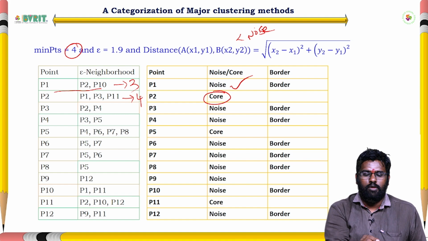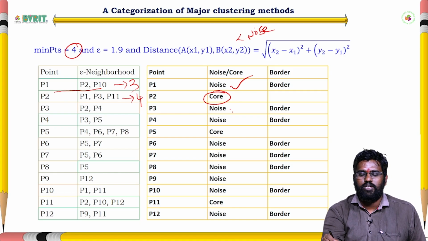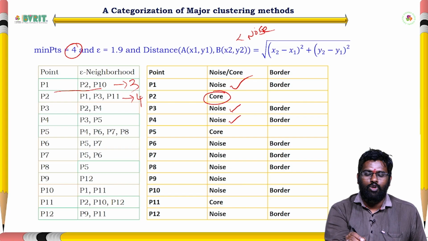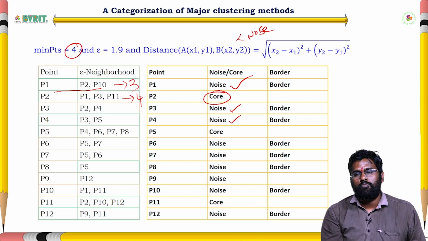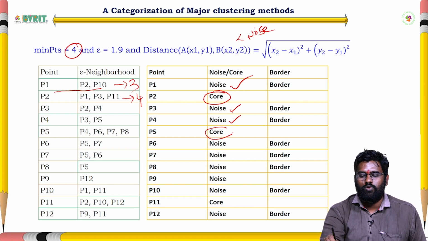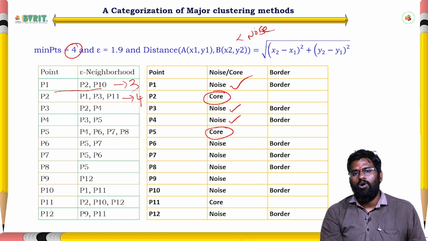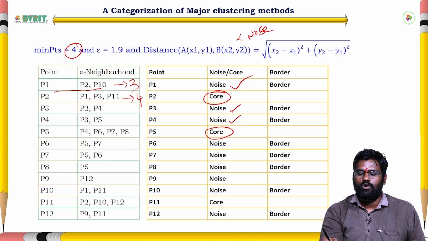Next value, P3. P3 is having only 3 values, so that is noisy. And P4 also has a noisy value. Next it contains 5, which means more than the minimum points. That's why that is called a core, since it is equal to or greater than the minimum points. Now these are the core points here.